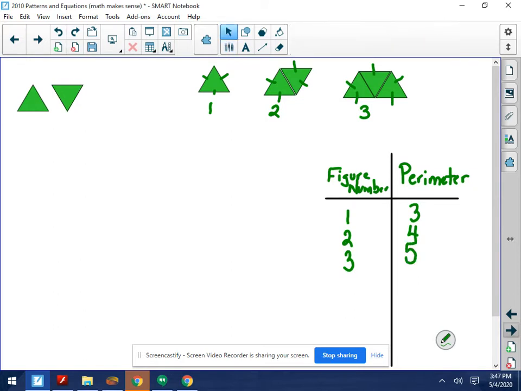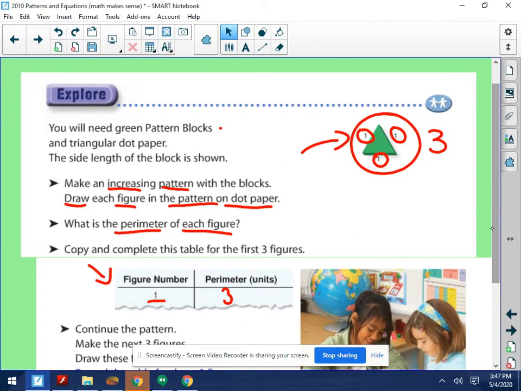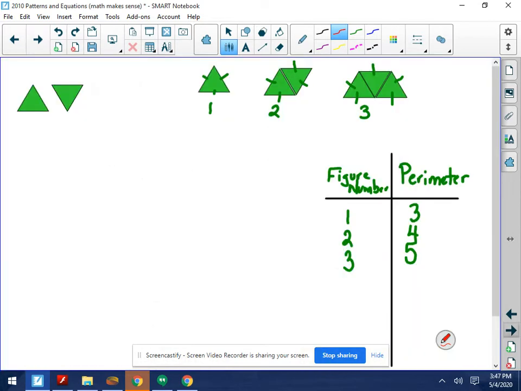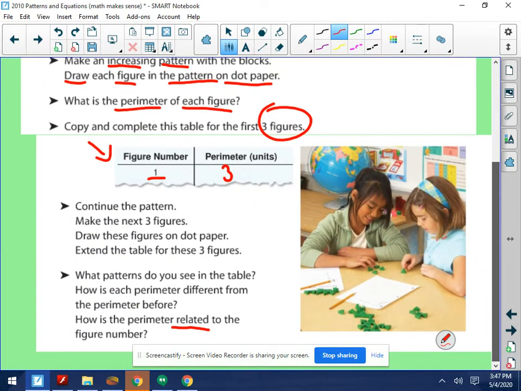Perimeter of 5. Now let me just check how many of these we have to make. It says copy and complete for the first 3 figures. So I've done that here. I've got my first 3 figures. I've drawn the figure number and I've got the perimeter. Then it tells us continue the pattern, make the next 3 figures. Draw these figures on dot paper. Extend the table for the next 3 figures.